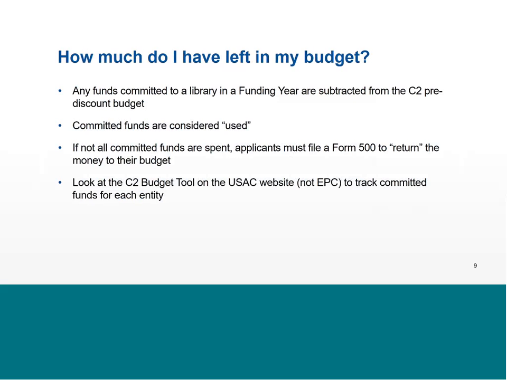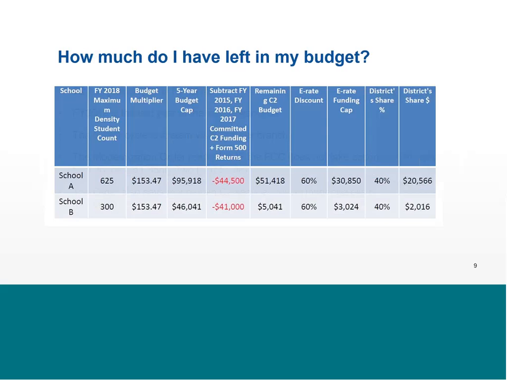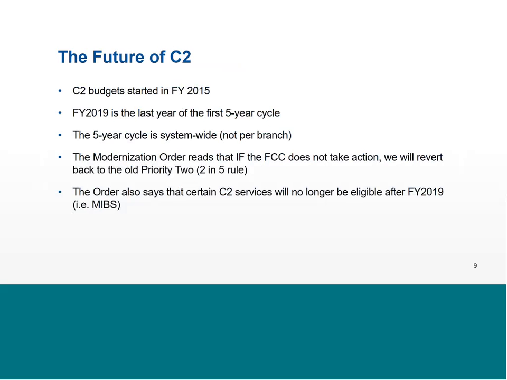So let's see. So the future of Category 2. I mentioned that these budgets started in 2015 and they're 5-year budgets. For some of you, this first 5-year cycle sunsets with funding year 2019, which is what you're going to be going out to bid for this fall, and it's services that are actually going to start July 1 of 2019 and run through June 30th of 2020.